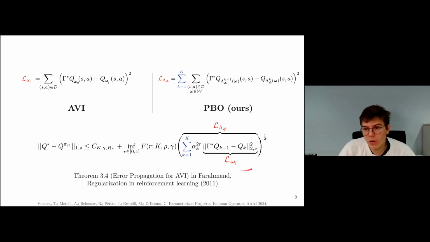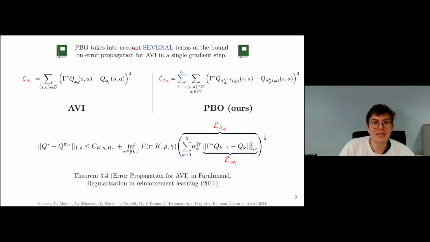But a part of this term is quite straightforward. It is basically the sum of the approximation errors. I have to say that it's weighted, but for now we consider that alpha k equals 1. And we can see that the small terms represent the loss of AVI, and the sum of terms is actually represented by the expectation of this loss here. In other words, PBO takes into account several Bellman iterations, or several terms of the bound on error propagation for AVI, in a single gradient step.